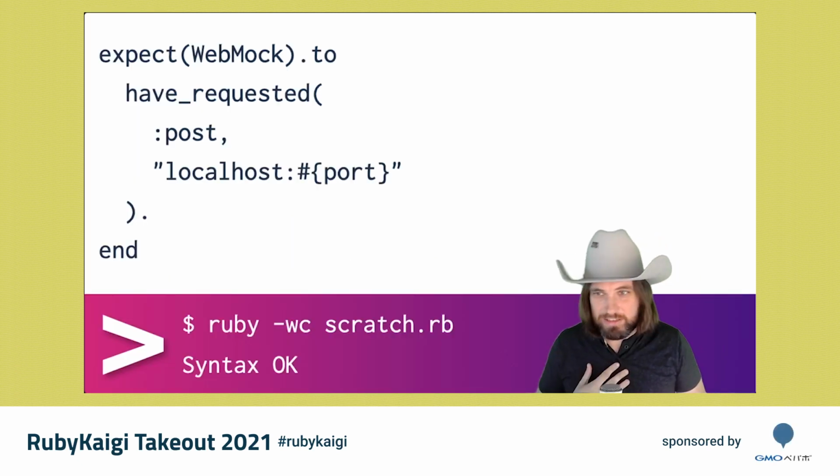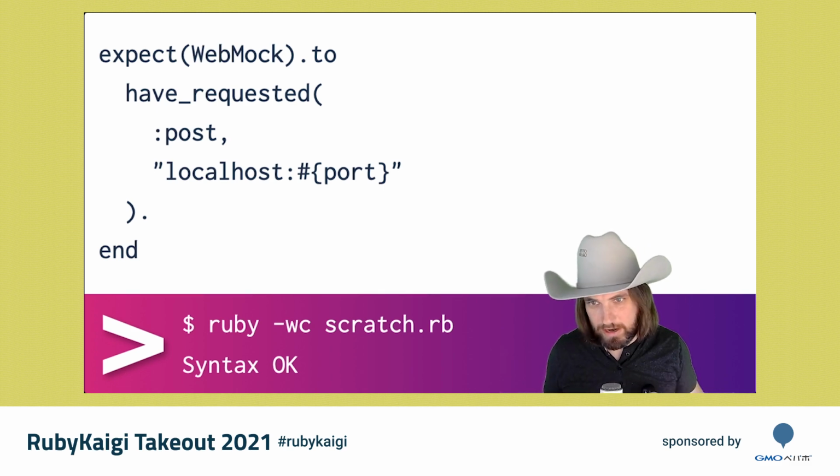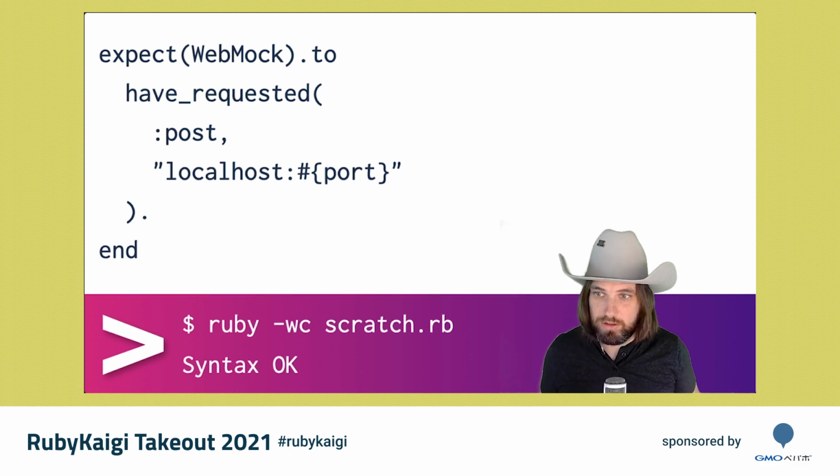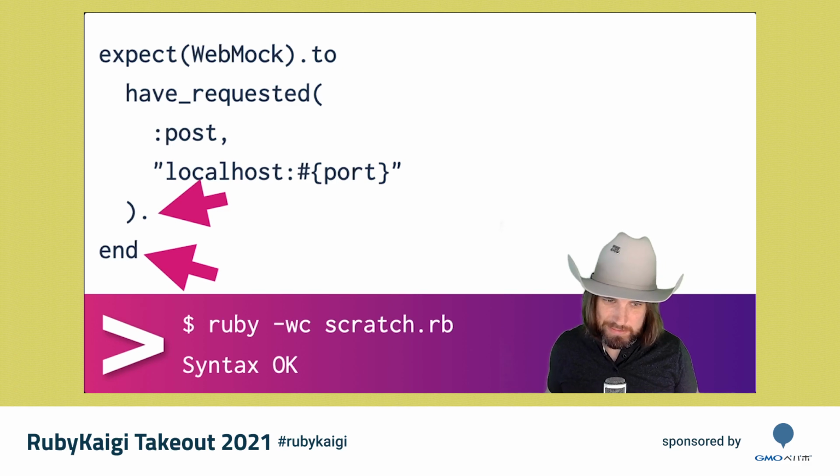Okay, and this is a fun one. Ruby's syntax rules for parsing are so permissive that while this code can never execute, it's syntactically valid. Note this trailing dot here, and there's also no keyword that ever matches that end. So, this is wild to me.